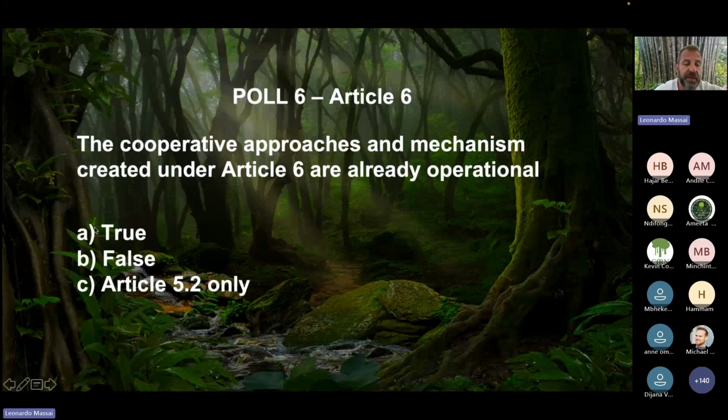Yeah, let's see what is the answer to this question. Yes, correct. The answer is Article 5.2 only. So the Article 6 rules, we're going to see that in a second, have been developed throughout the different meetings that we have had since Paris, very important, Glasgow and Sharm el-Sheikh. There are a few elements, a few pieces that are still to be finalized, and we hope to finalize those in COP29. But the Article 6 is already operational when it comes to Article 5.2 only.